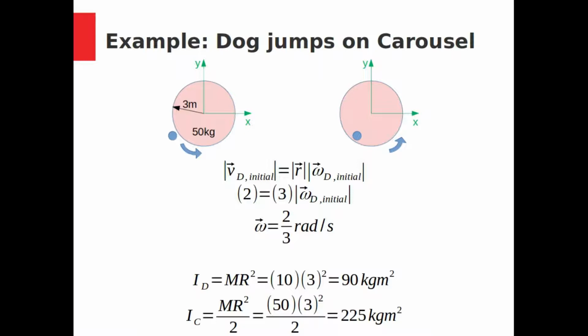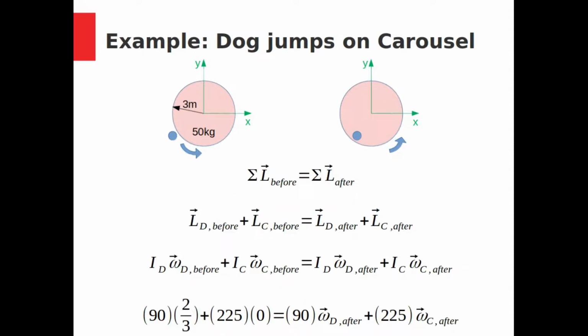We can treat the dog as a particle. Its moment of inertia is given by mr squared. That works out to 90 kilogram meters squared. We can also work out the moment of inertia for the carousel. We can treat the carousel as a cylinder. Its moment of inertia is given by 1/2 mr squared. That works out to 225 kilogram meters squared.